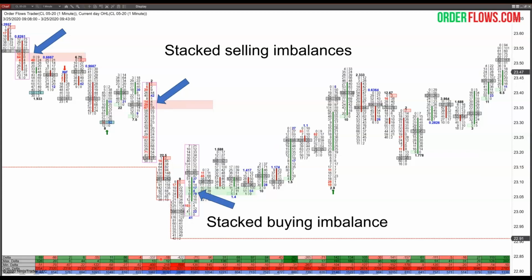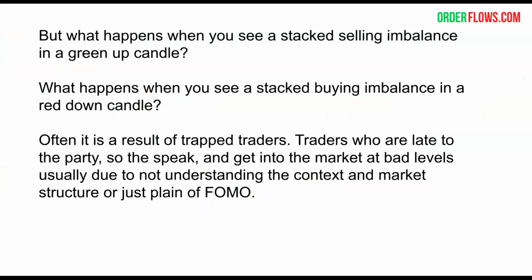Now, what I want to show you is what happens when the opposite happens. When you have stacked selling imbalances in a green up candle, when you have stacked buying imbalances in a red down candle. That is a result of trap traders. Traders who are late to the party, so to speak. They get in the market at bad levels. Usually it's because they don't understand the context and market structure or just plain FOMO, fear of missing out. Oh, the market's rallying, I got to buy. Market's selling off, I got to sell.